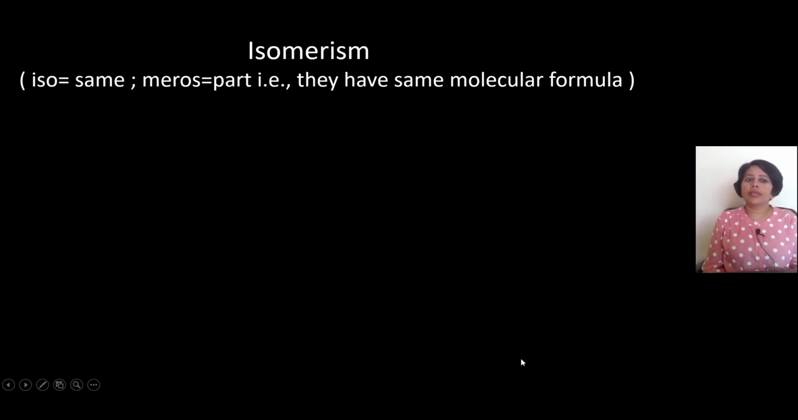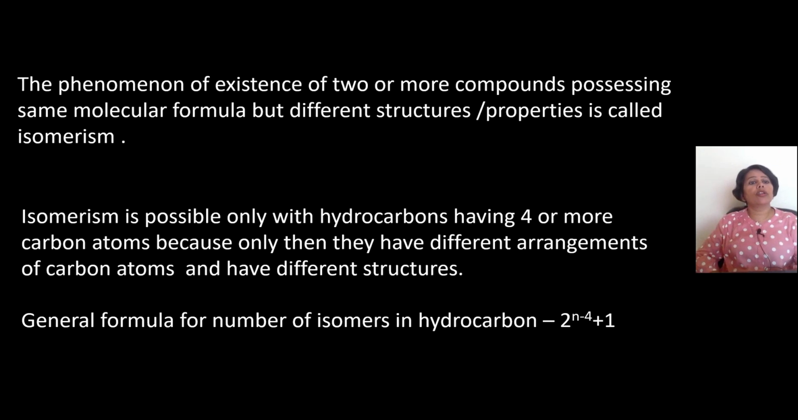Let's see some examples of isomerism. Iso means same, meros means apart, meaning they have the same molecular formula. So isomerism is possible only with hydrocarbons which have 4 or more carbon atoms, because only then they show different structures, with different arrangements of carbon atoms in them.